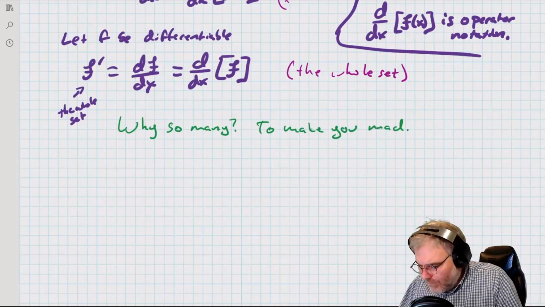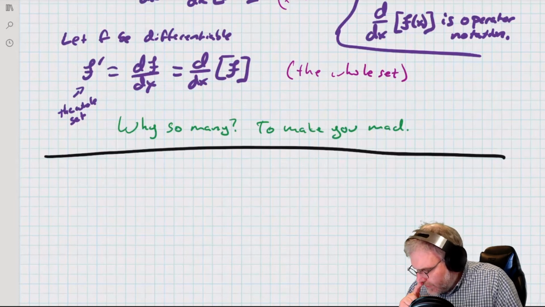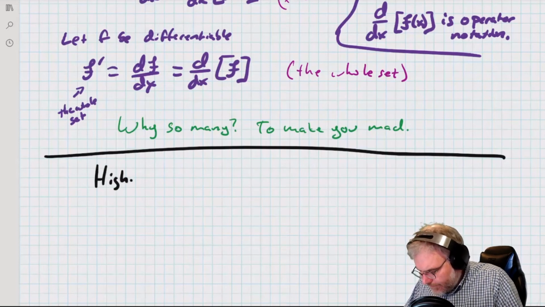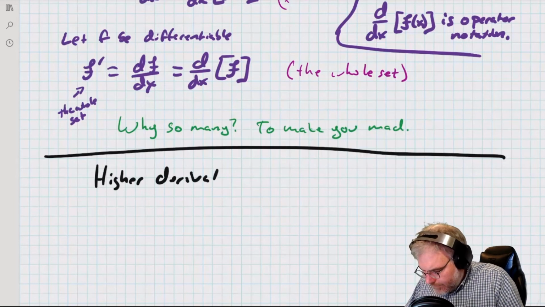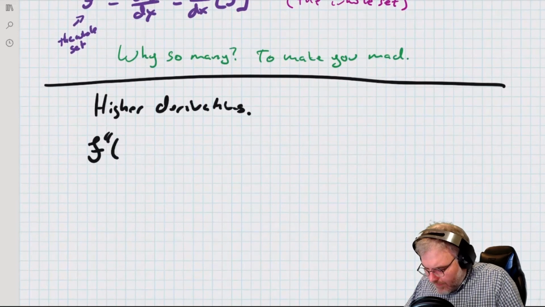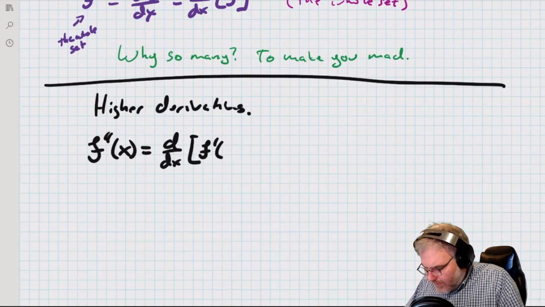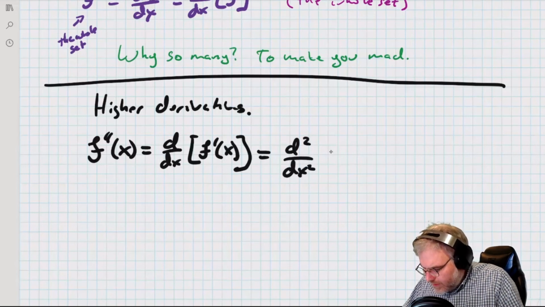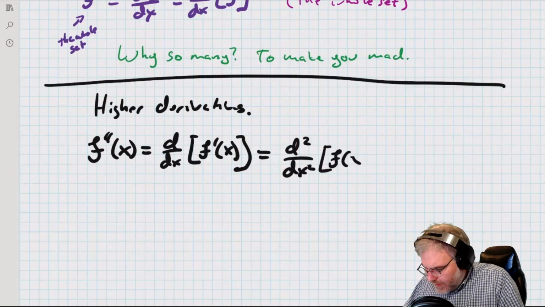Okay. And one last thing, and I'm only going to mention it at this point, and if it shows up on the test, I will mention it on Wednesday. But higher derivatives. Okay, so f double prime of x equals the derivative of f prime of x equals d squared over dx squared of f of x.